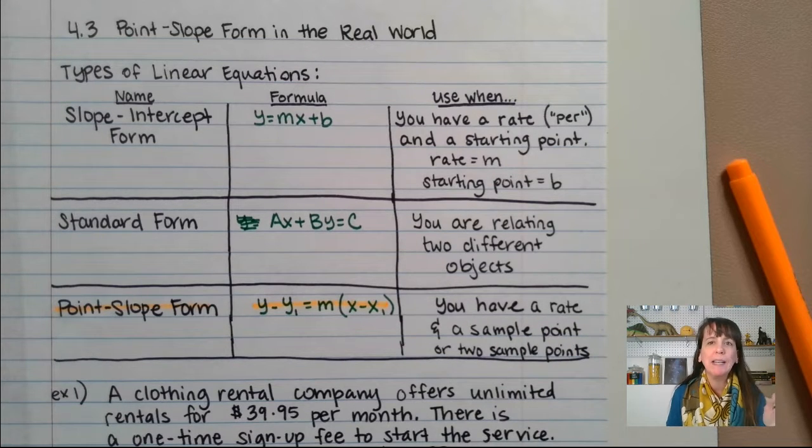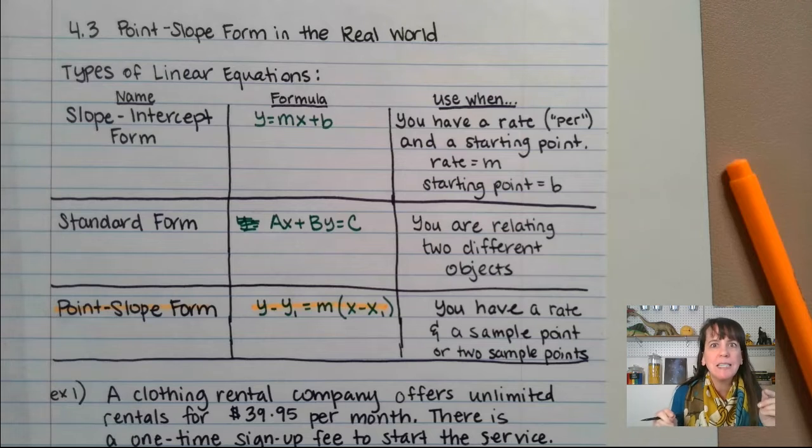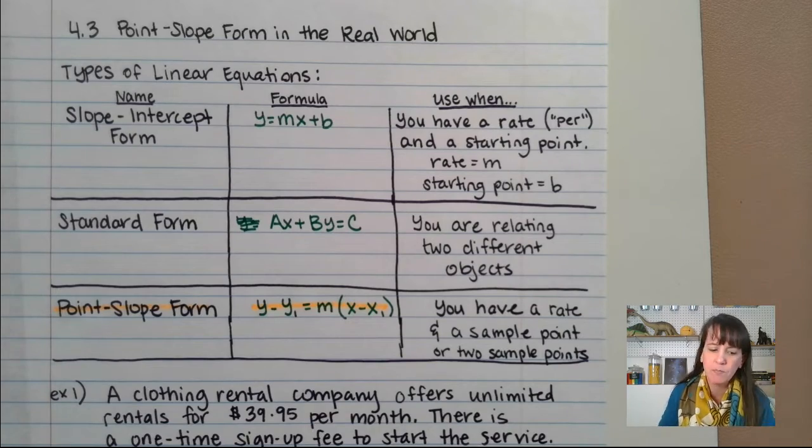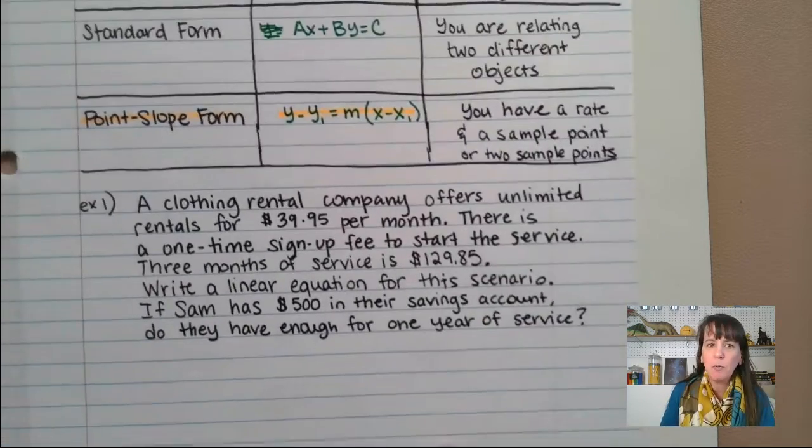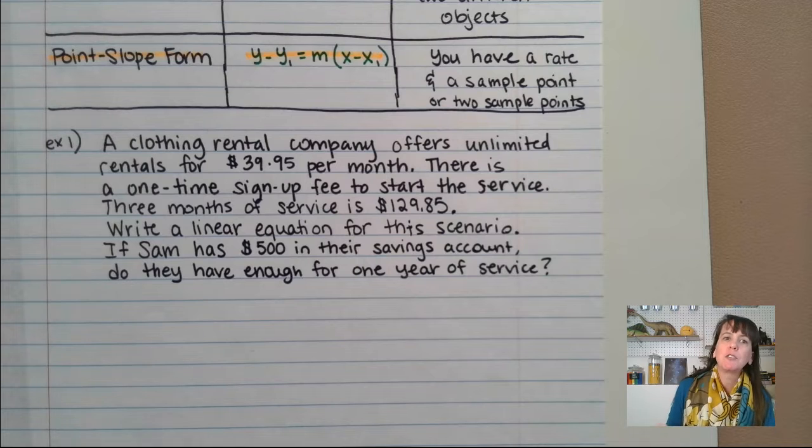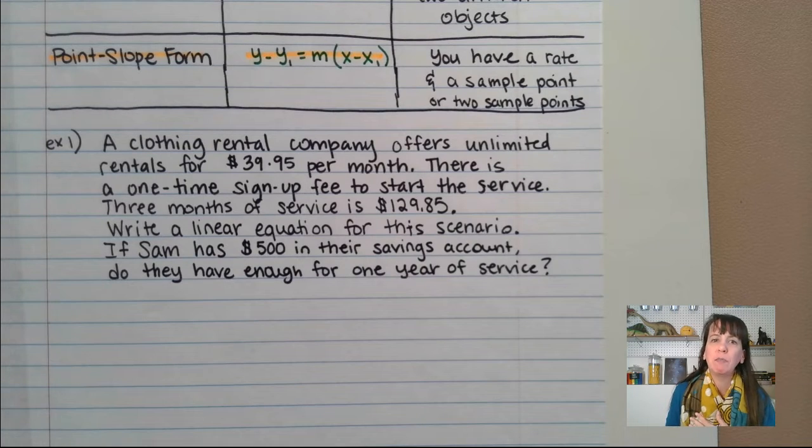Now remember, you can usually identify your rate when you see the word per. So if you see something per something, that's probably going to be your rate. It's a good indicator. So let's look at number one. A clothing rental company offers unlimited rentals for $39.95 per month. There is a one-time sign-up fee to start this service. 3 months of service is $129.85. Write a linear equation for this scenario. If Sam has $500 in their savings account, do they have enough for 1 year of service?